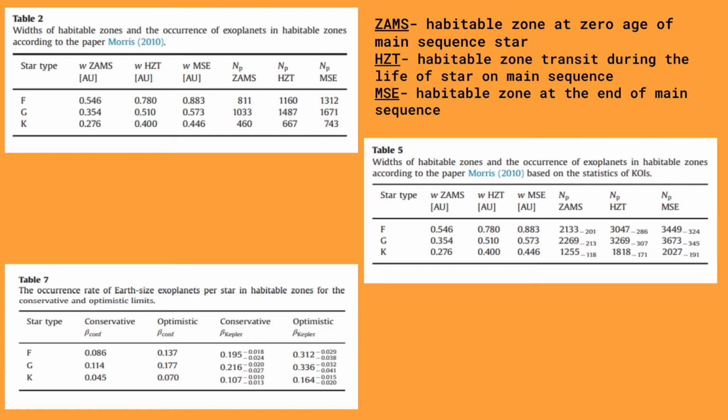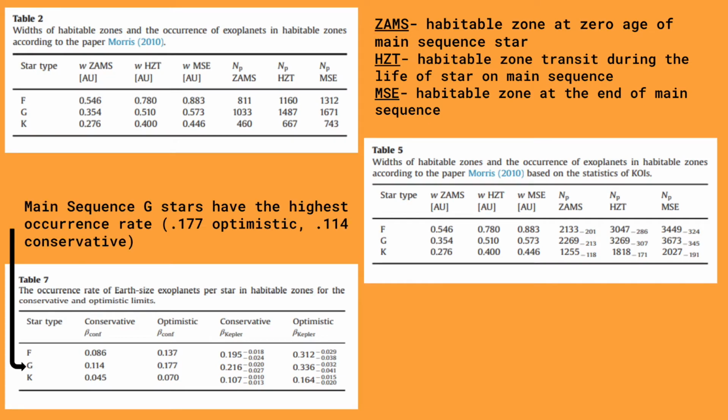The biggest trend found from these tables is that the greatest occurrence of exoplanets happens in the main sequence G stars. To discover more habitable exoplanets, this class of stars serves as the best case to detect them. The hope of this finding is that it is useful to detect more habitable exoplanets by focusing on the main sequence G stars.